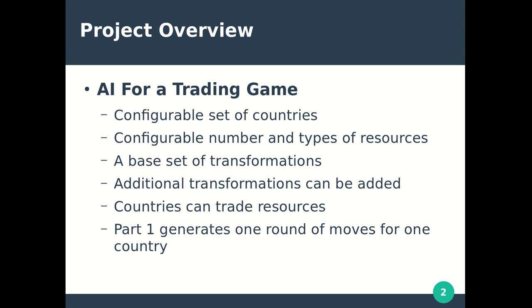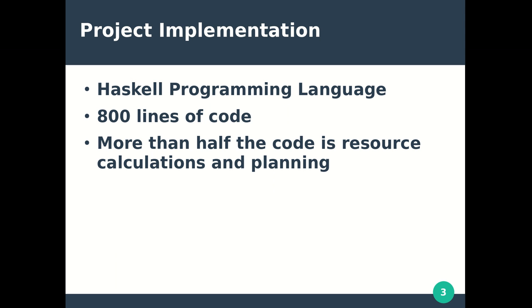So the transformations, a country can transform its own resources from one thing to another, but there's also the possibility of trading resources, that one country can transfer resources from itself to another country or from another country to it. And part one of this project just generates one round of moves for a country. Presumably in the second part we will make that go in rounds with different countries.